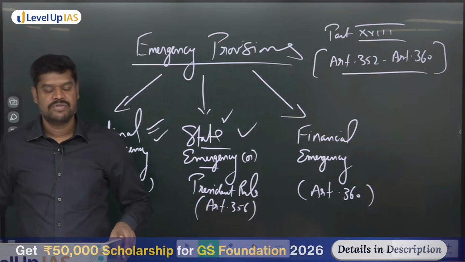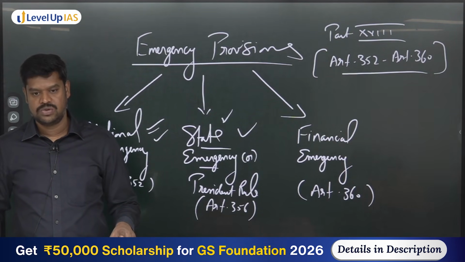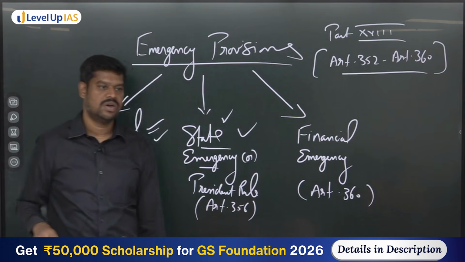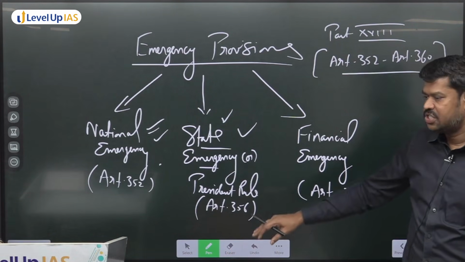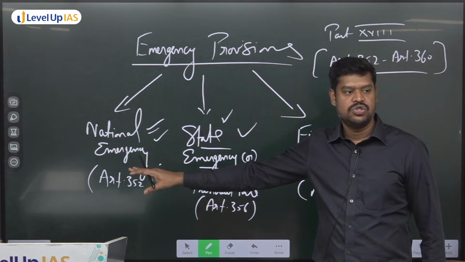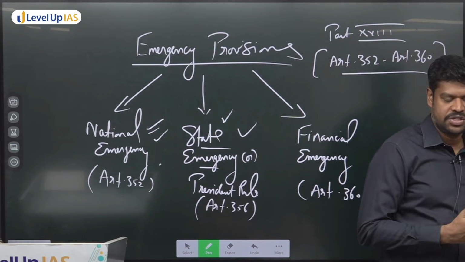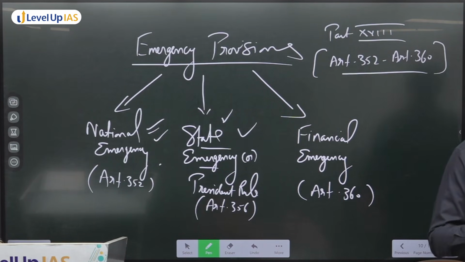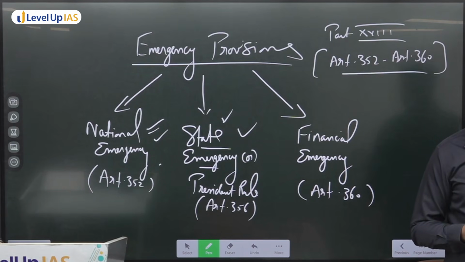And how many times has a financial emergency been invoked in our country? Not even once. So this is something we do not have a precedent with regard to what is called financial emergency. While the national emergency, just listen to me one more moment. Well, the national emergency is usually declared when there is an emergency situation like war or external aggression in our country, or in case of armed rebellion within the country also. So these are all the grounds on which it can be imposed: war, external aggression, and armed rebellion.